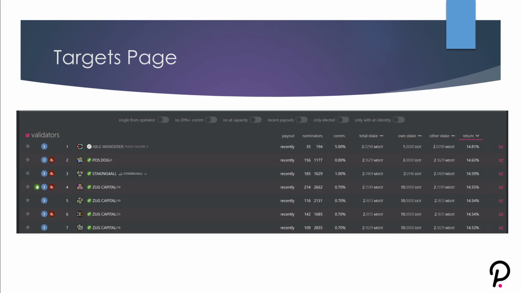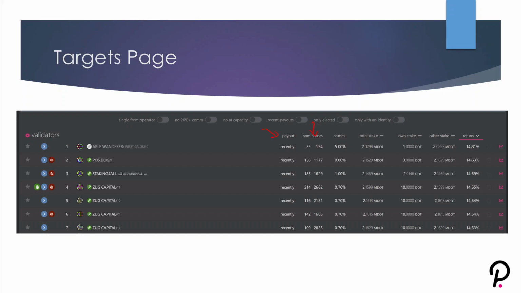Alright, so I'm going to take a look at the targets page. Let me get my pen up. Okay, so we can see here that we have a few validators, and some of the things that I discussed, if we look at payout, this gives you an idea of when last they were in the active set. So if they had a payout recently, they were recently in the active set. These are a gauge of the numbers of nominators. So as you can see, there's quite a few.